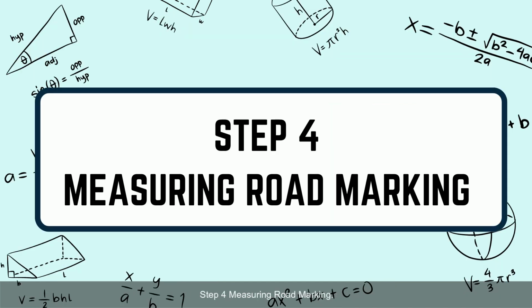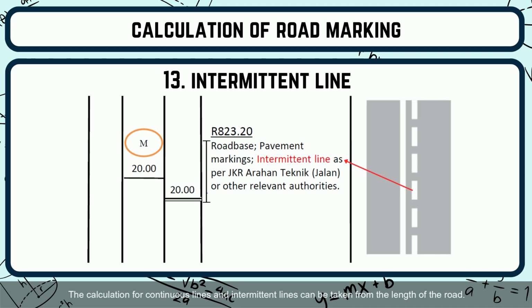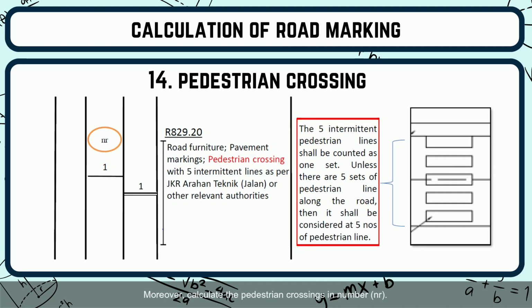Step 4. Measuring road markings. The calculation for continuous lines and intermittent lines can be taken from the length of the road. The unit of measurement for continuous lines and intermittent lines is in meter. Moreover, calculate the pedestrian crossings in number. As a vital remark, the number of pedestrian crossings is not quantified by the number of the lines in a pedestrian crossing, but is counted in sets.